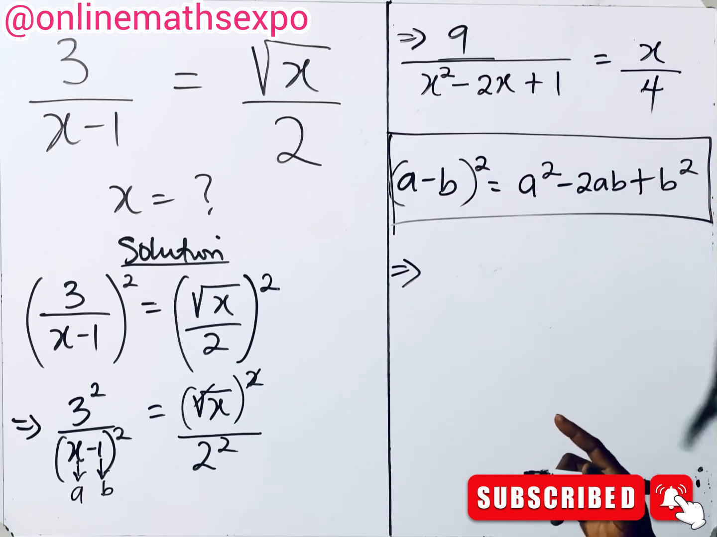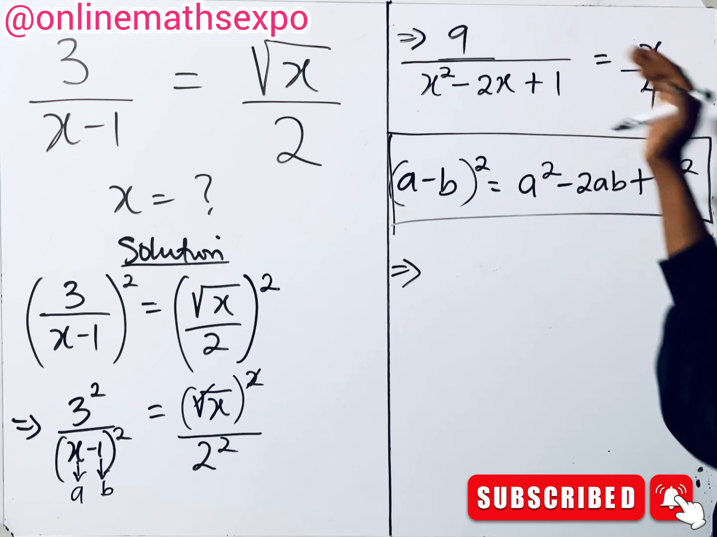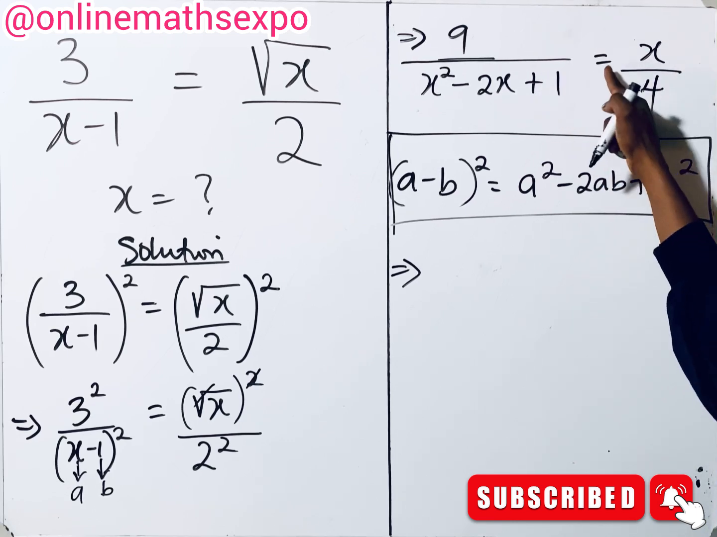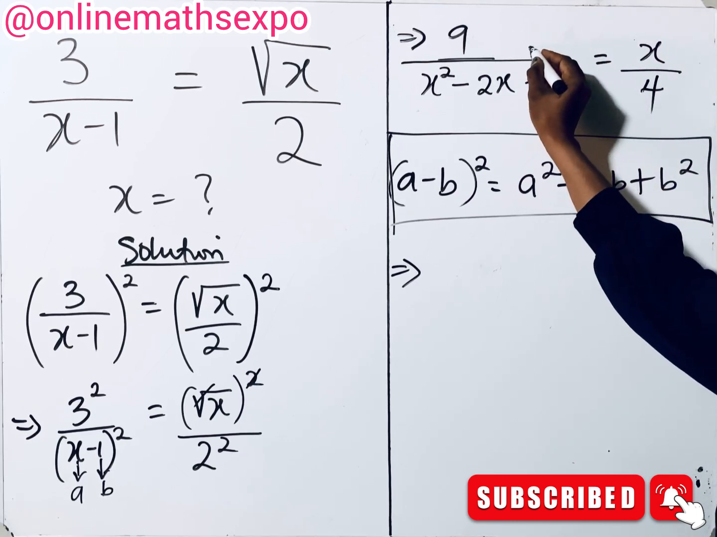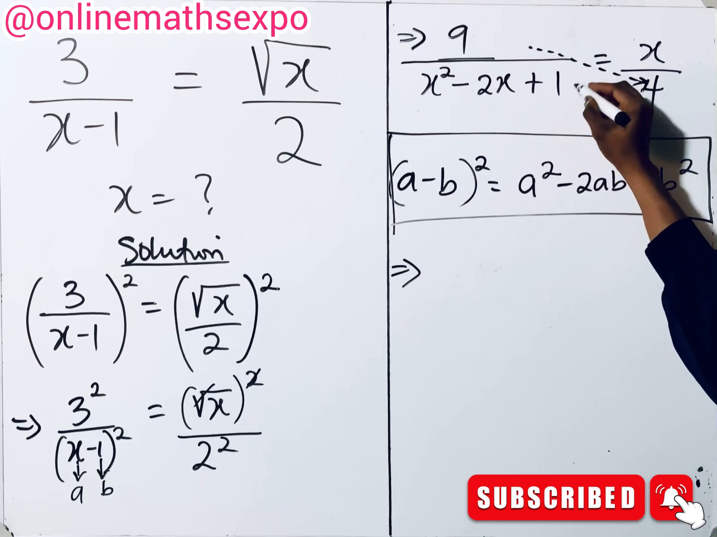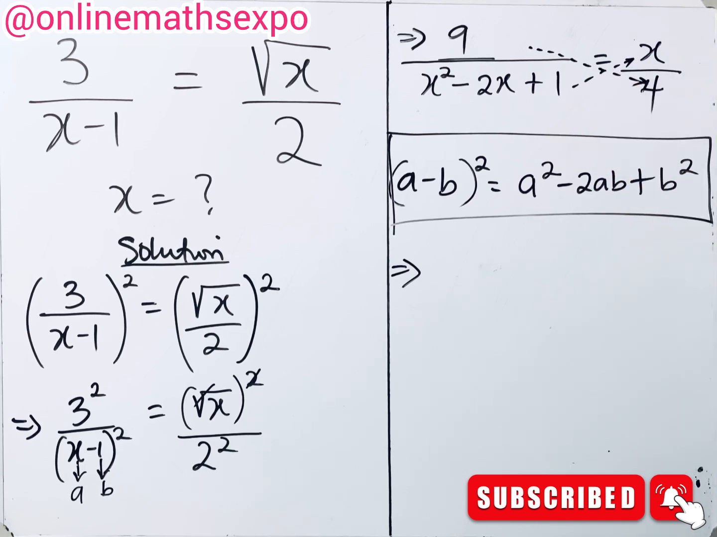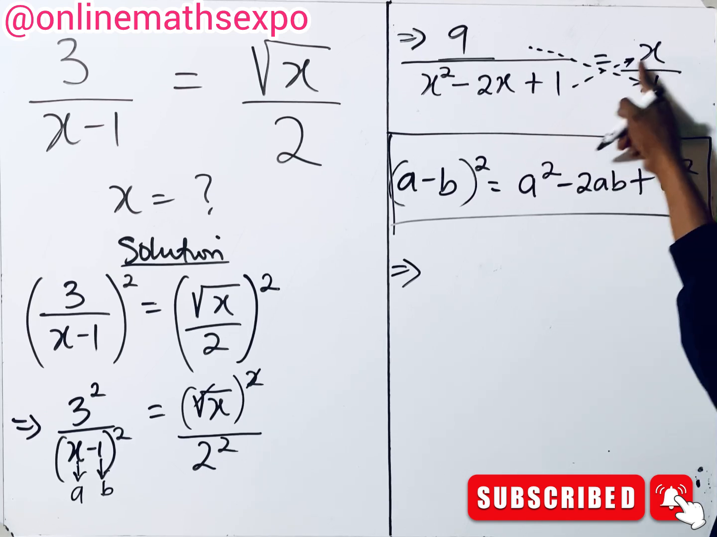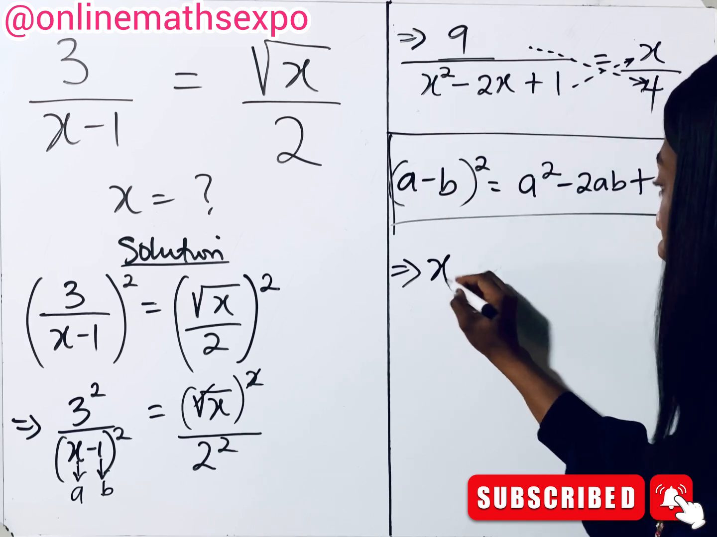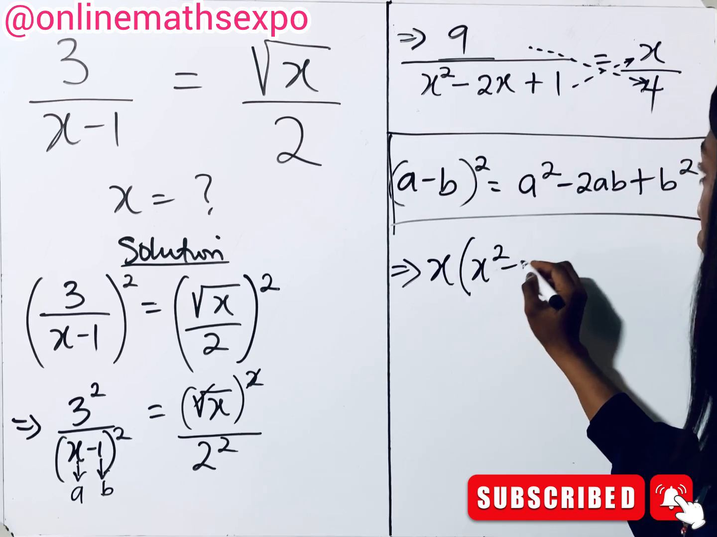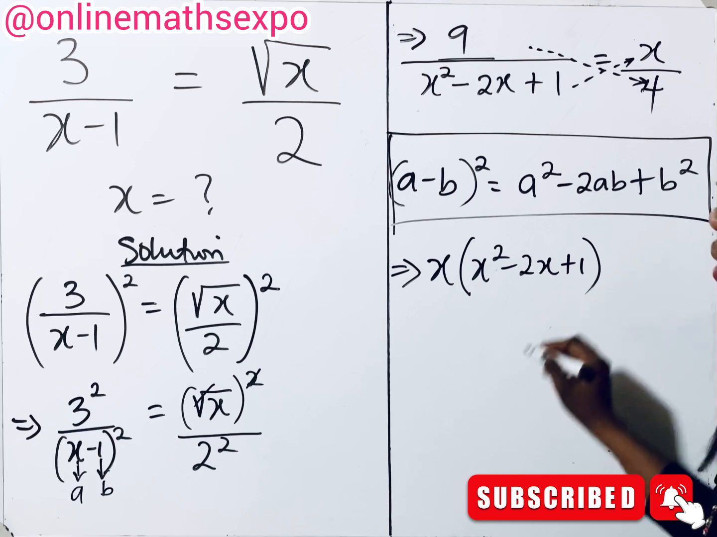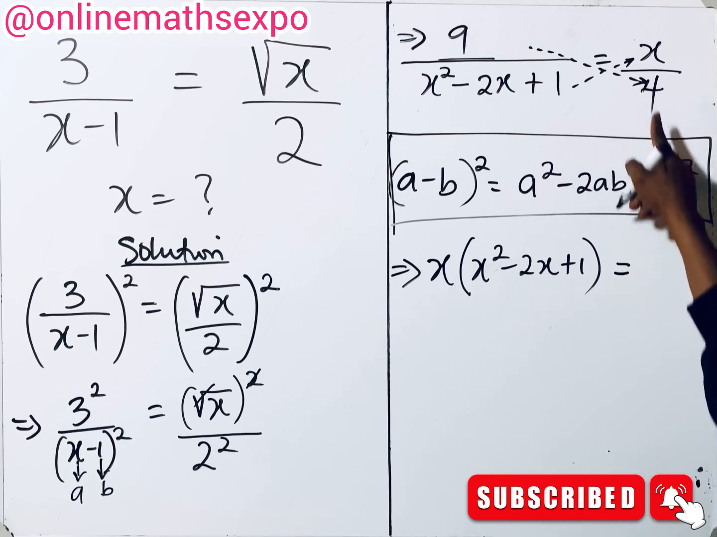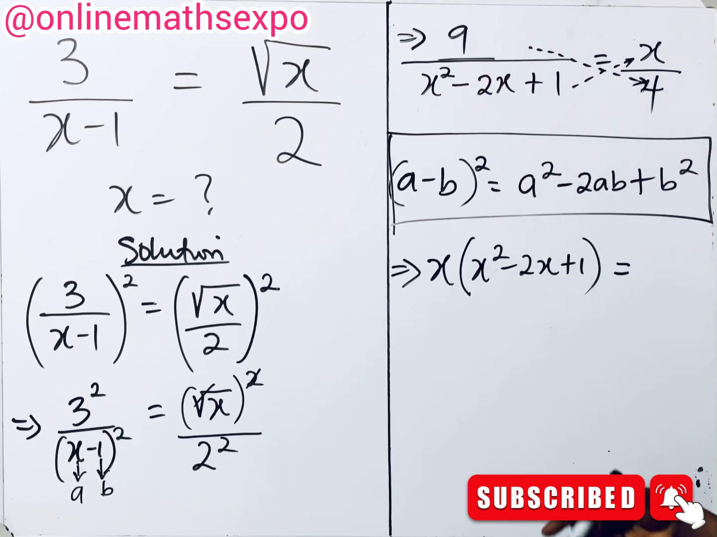You observe that at this point, you can now cross multiply, okay? Because of this equal sign, this number will multiply this and this will multiply this. Did you see that? So x will multiply the whole of this. We're going to have x times (x squared minus 2x plus 1) equal to, when 4 multiplies 9, it gives us 36. Interesting.